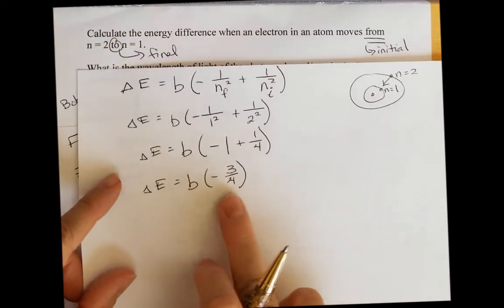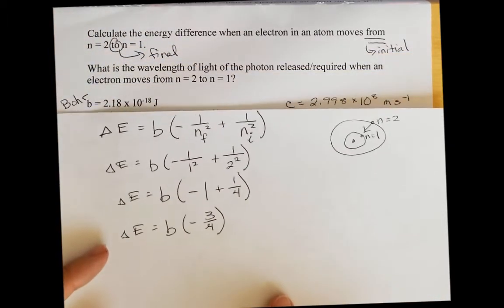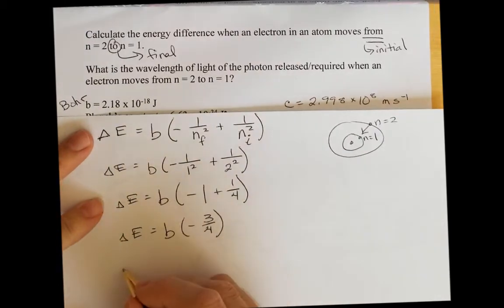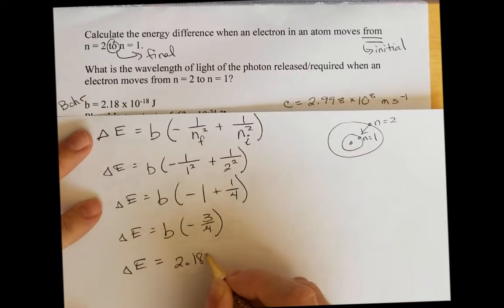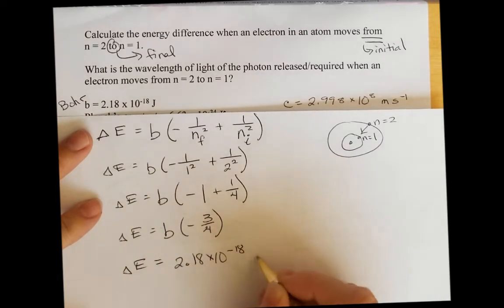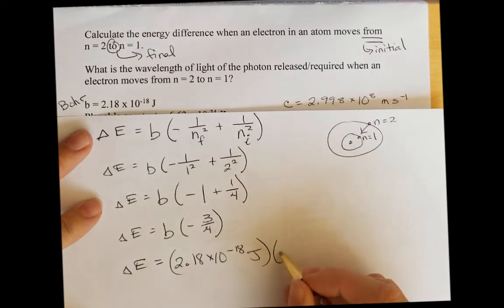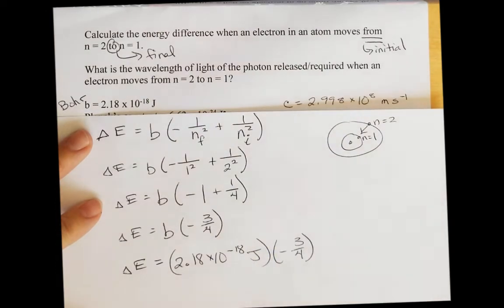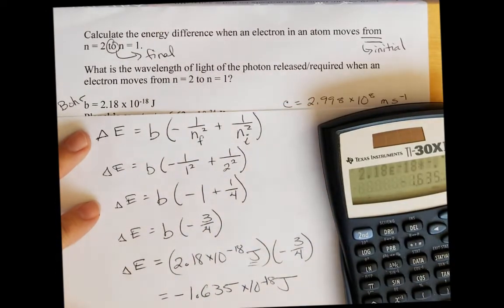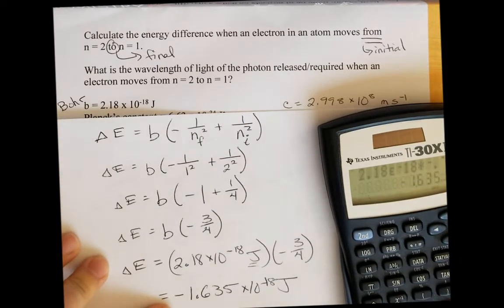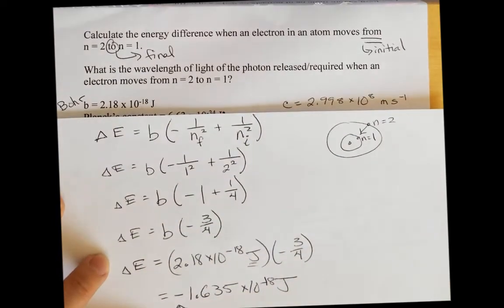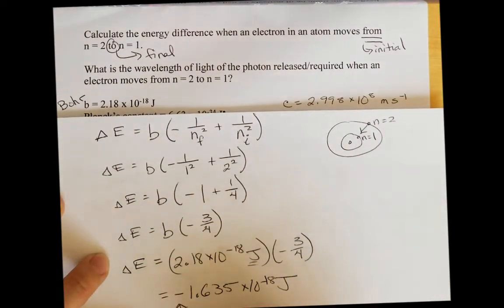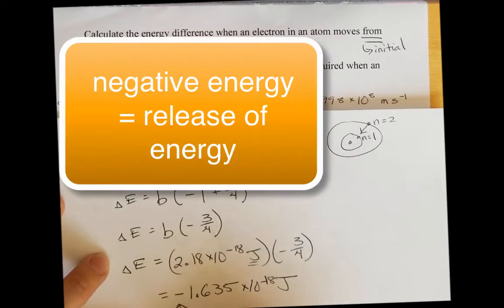So now that I actually have just that number, I'll go ahead and find b and get myself an actual value of energy. So it's going to be 2.18 times 10 to the negative 18th joules, times negative 3/4, in joules, because that's really the only unit I have right now. So this will give me energy. You'll notice also that this is a negative number. Negative in this case just tells me the direction I'm going.